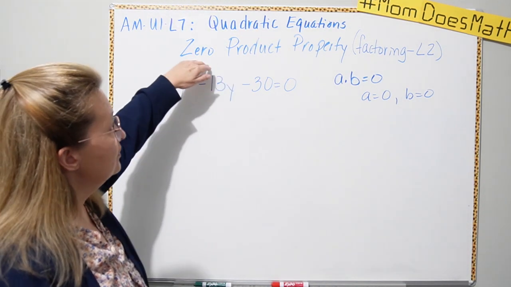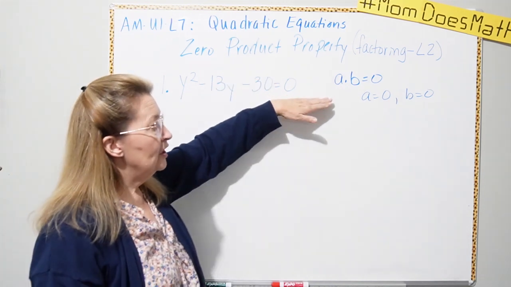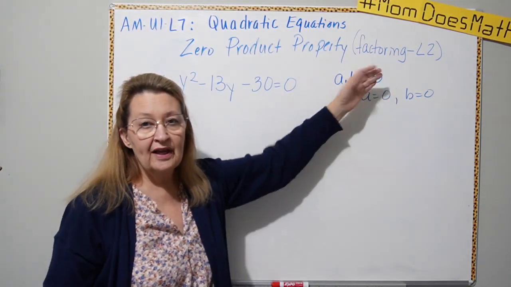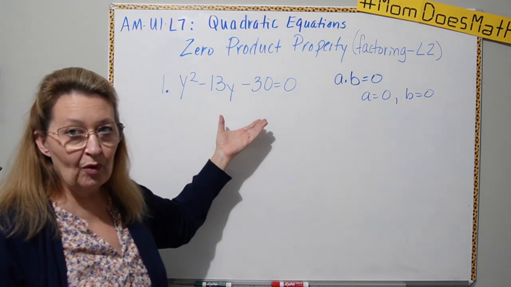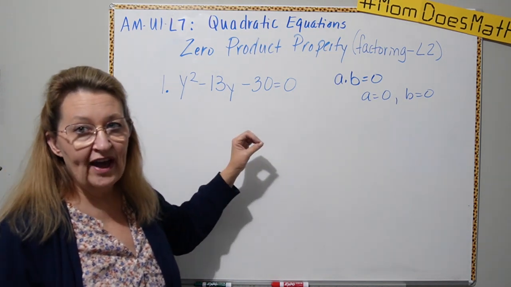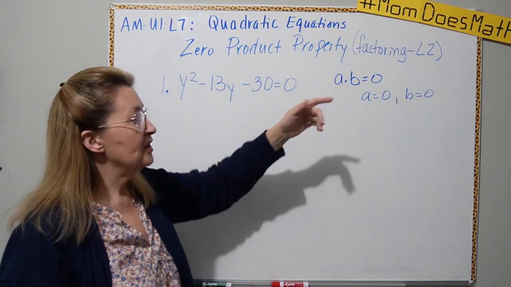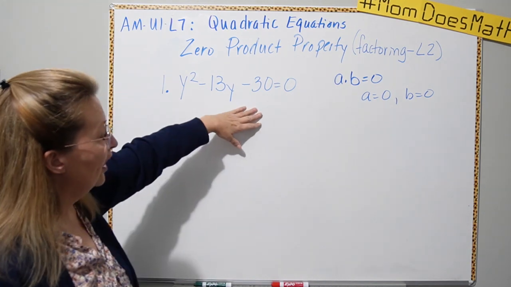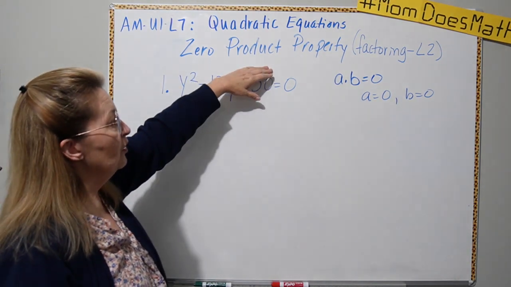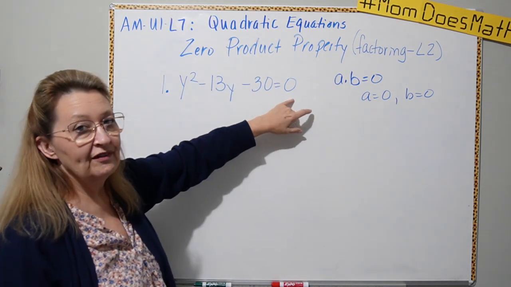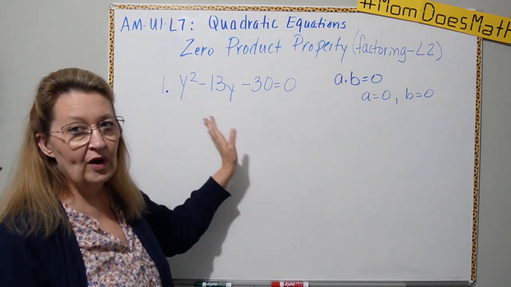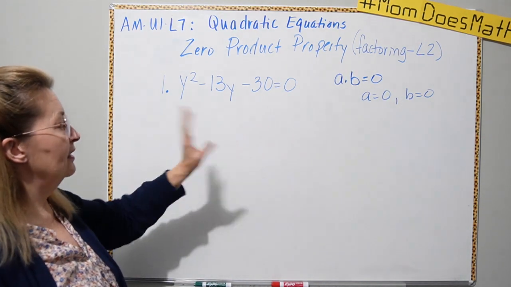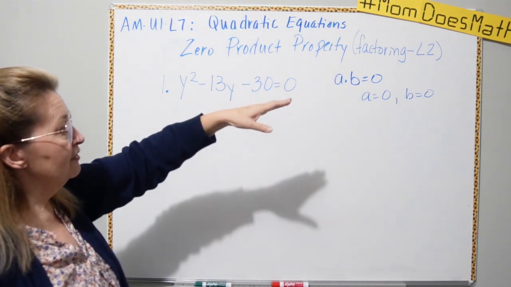Well, before you can use the zero product property, you have to have a product, and that means you have to have 2 things multiplied together, which are factors. How do you get factors? By factoring. So here we are again. We've got this trinomial. Now, before you can use the zero product property, you do have to have a 0 over here. This equation is already in the proper format. So we're just going to head right on into factoring.